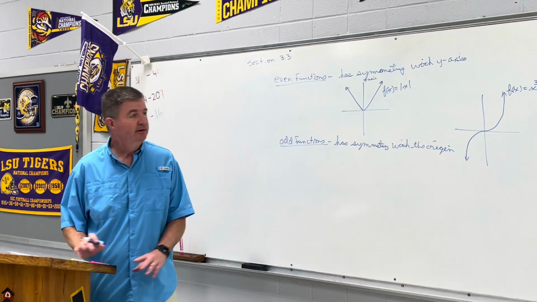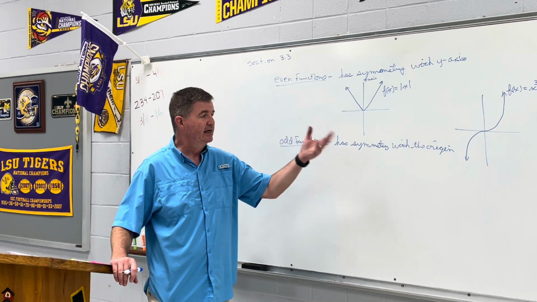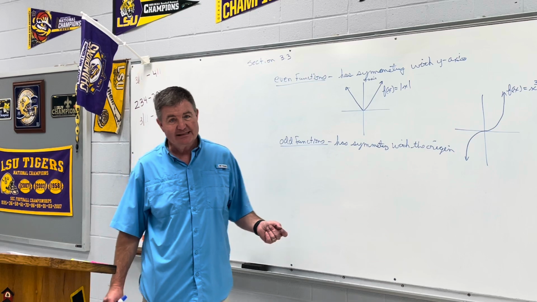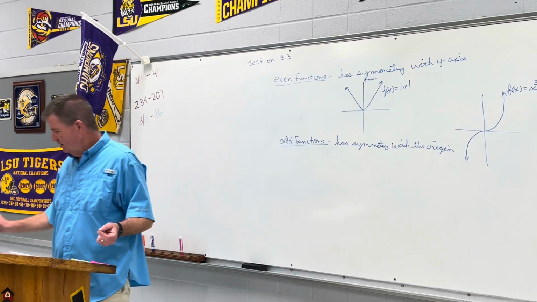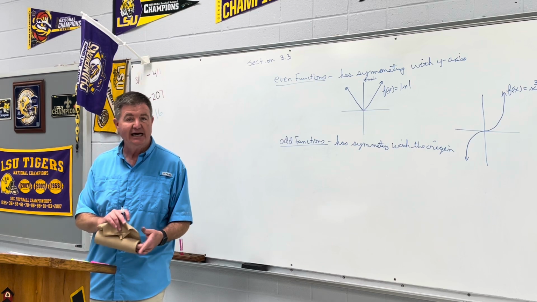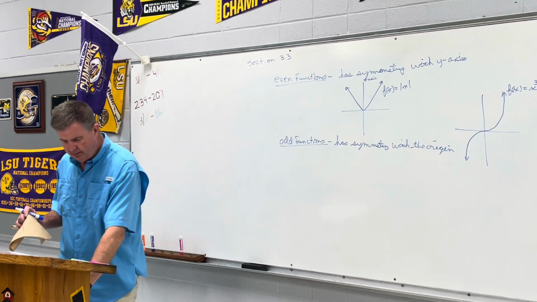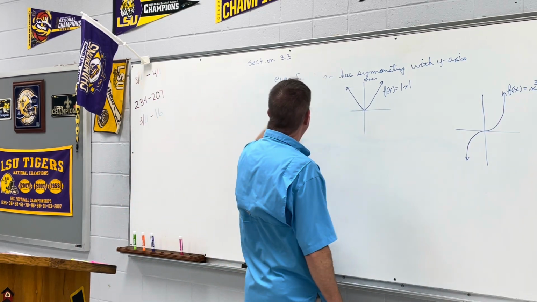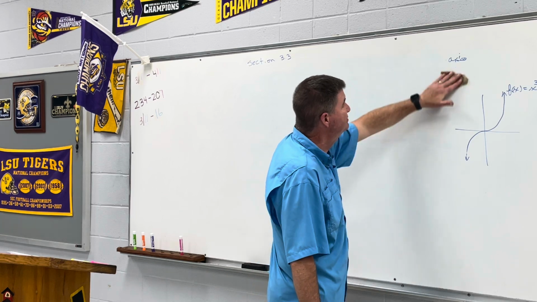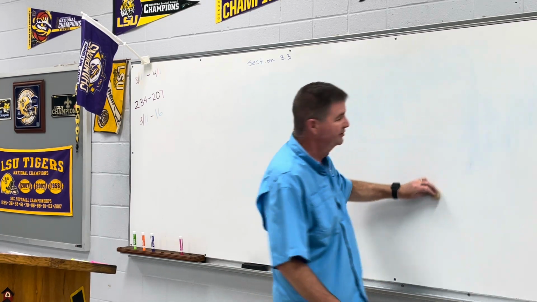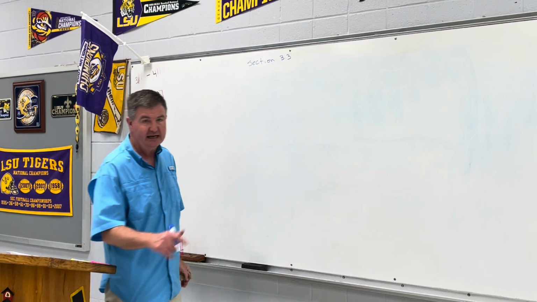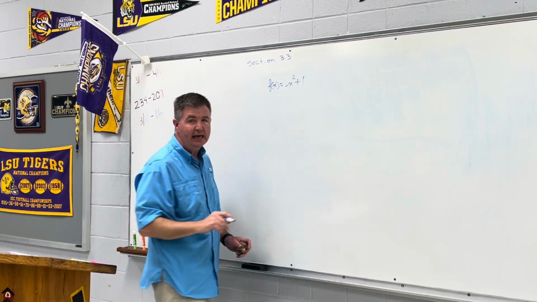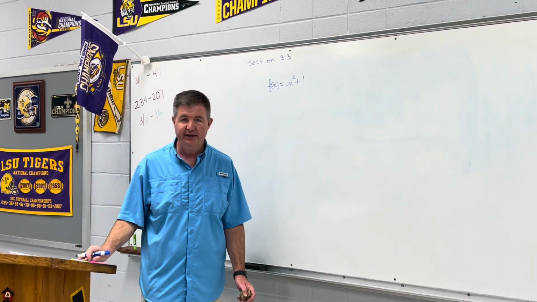A function that is neither has no symmetry with the y-axis and no symmetry with the origin. Okay? We are going to first of all be asked to determine whether each function is odd, even, or neither. On this, they're probably going to ask us to list the steps. So in order to list the steps, we have to know what steps we need to put in. So we take a function, for instance, f of x is equal to x squared plus 1. And we want to determine whether or not it's odd, even, or neither.